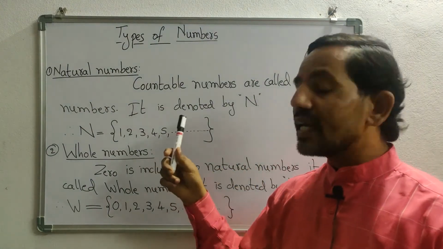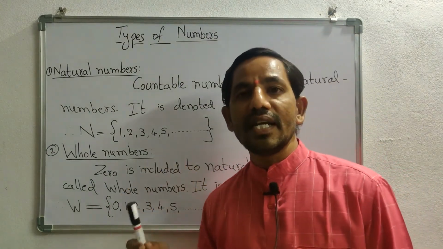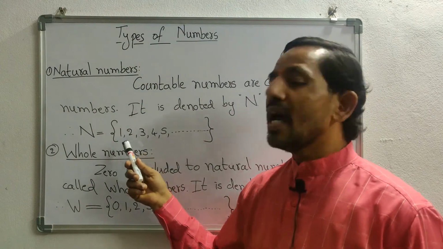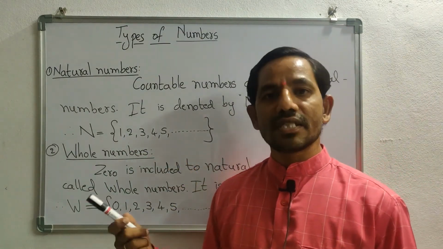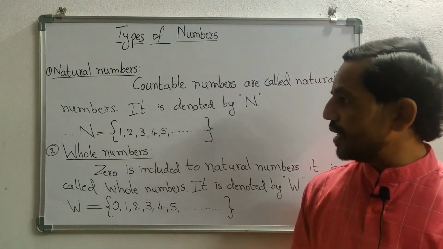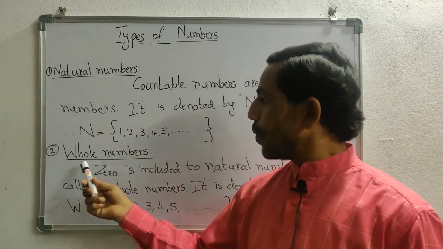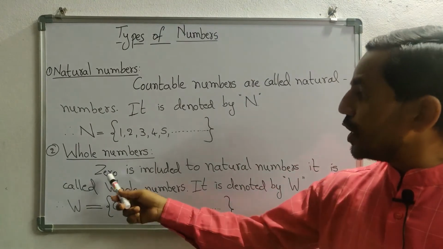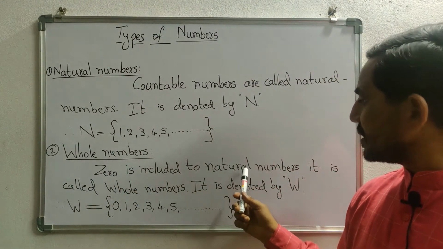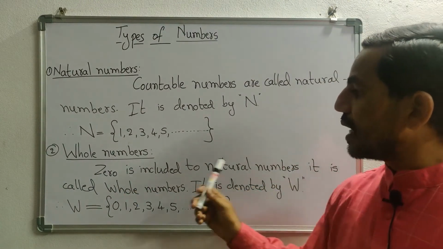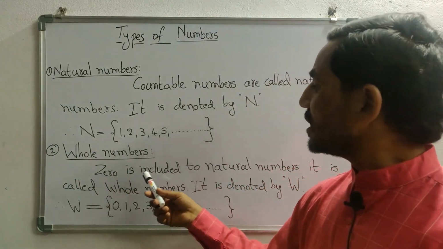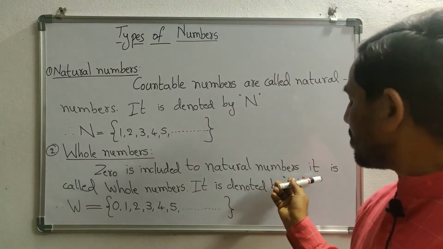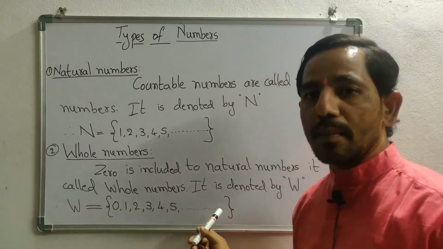So here in the natural number set, the least number is 1 and the biggest number is undefined. We can't say. Next, another one is whole numbers. In the whole number set, 0 is included to natural numbers. It is called whole numbers.